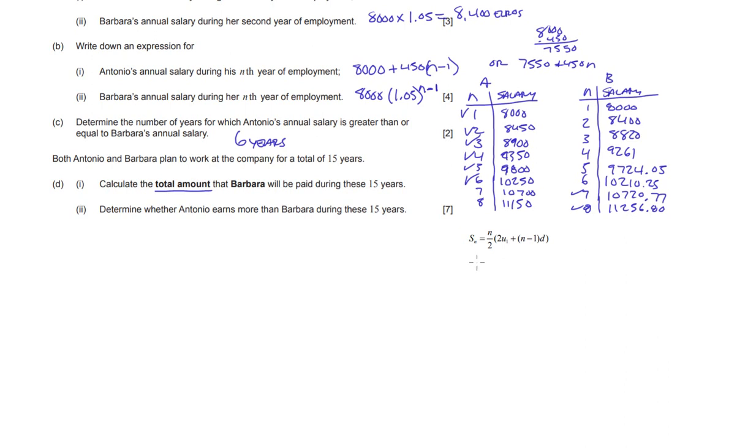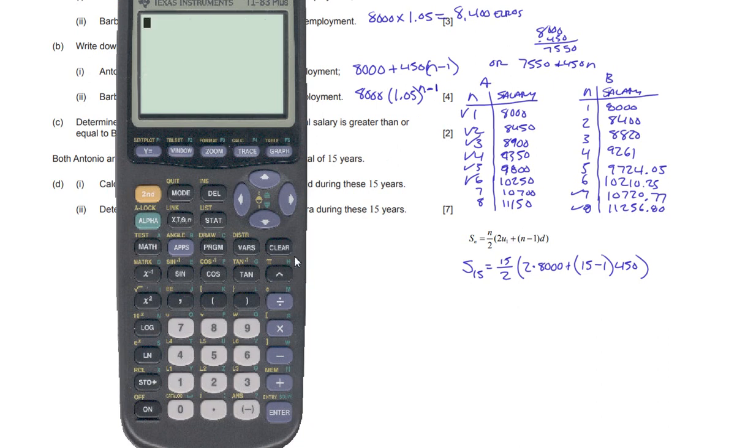So the sum of his first 15 years is going to be n, the number of terms, 15, over 2, all times twice the initial value. His initial salary is 8,000 euros. Sorry, I keep saying dollars. Plus n, the number of terms, which is 15 minus 1, all times the difference. That's how much it's going up by each year, and that's our 450, right? Okay, so now we're just going to put that into our calculator and see what that gives us.